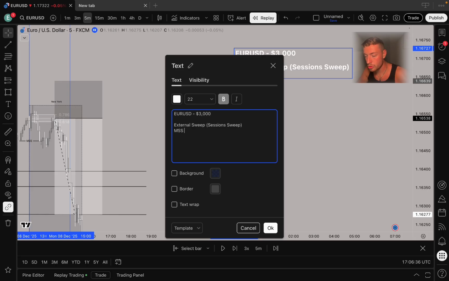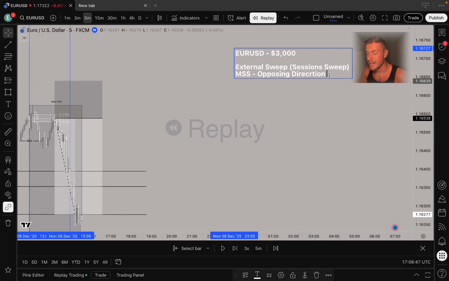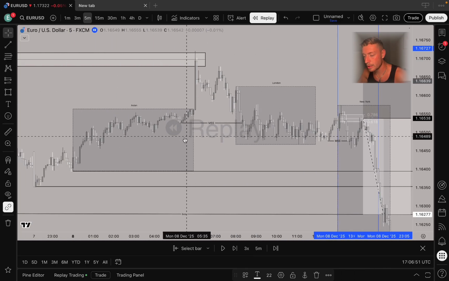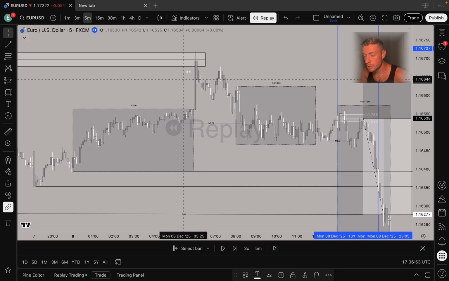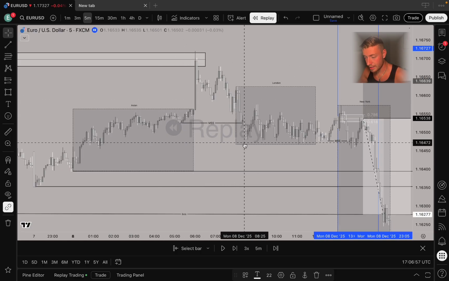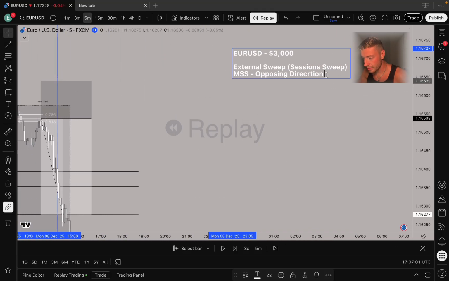We then have a market structure shift in the opposing direction. I messed that spelling up, but it's all good. So that actually happened in the morning. We had a push up, we had a breaker structure which actually swept Asian highs, and then we had a market structure shift to the downside. And then we accumulated. So the next thing that we look for is a retracement into the fib.